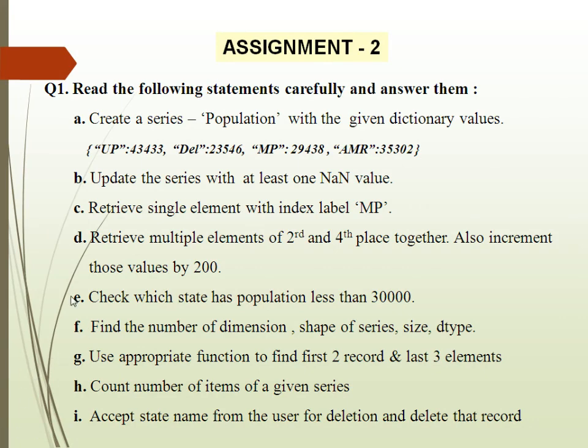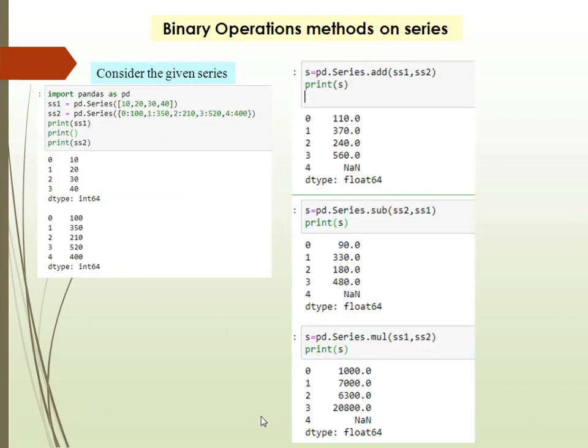Next is I part. Accept a state name from the user for deletion and delete that record. So from the above given four states, any state name is given by the user and you have to delete that particular record. Clear? So we'll move ahead with the next set of work.